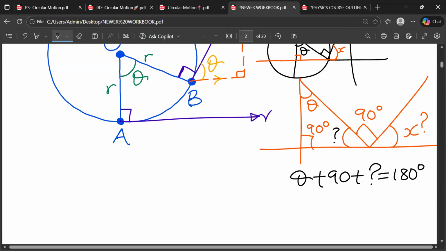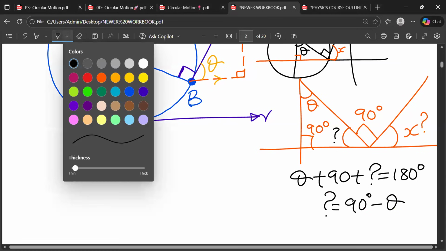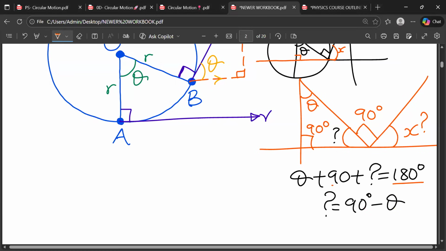I want us to go slowly. Yes, people agree. True. Can people now see that that angle will be 90 degrees minus theta? Do you see that? Because it will be 180 minus 90 to give us 90. Then theta goes the other side to get us this. So people, are we together here also?